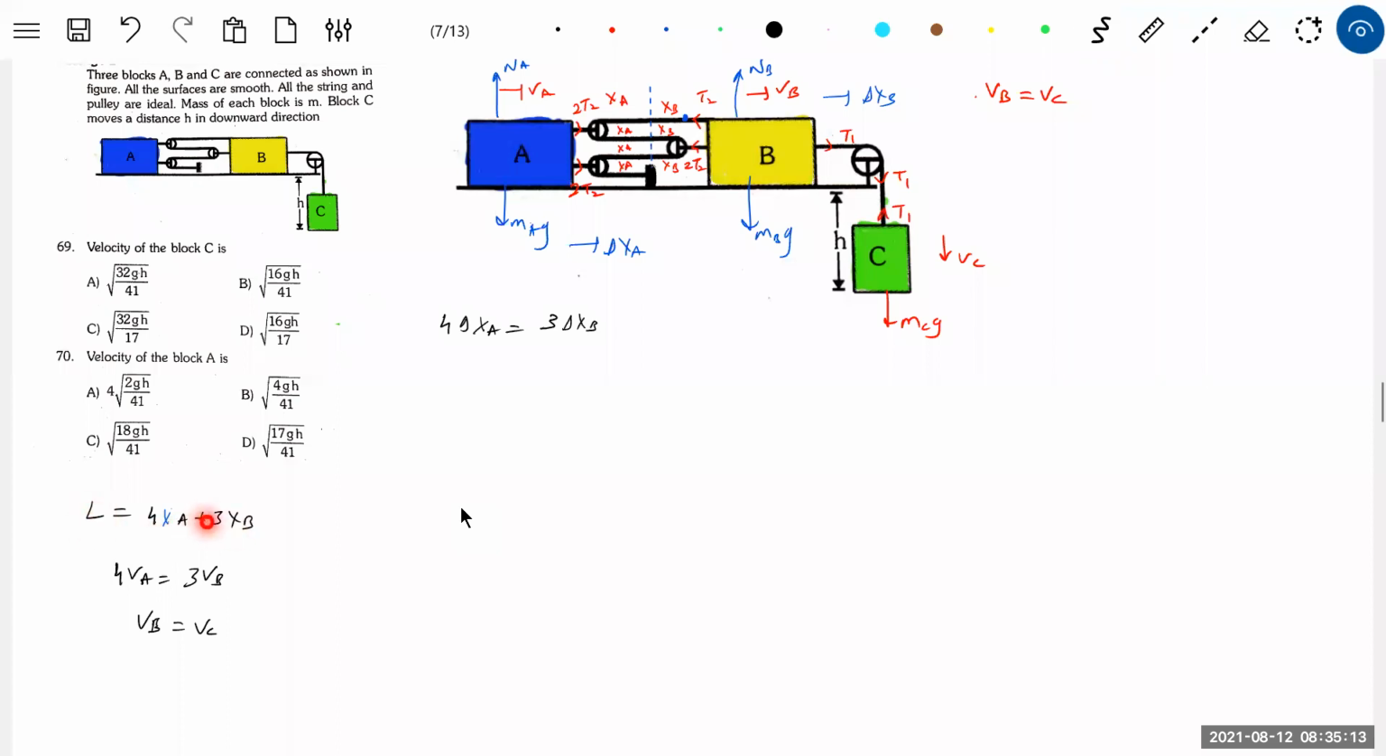Sir, what do you do with the negative sign? If this length decreases, this will increase. Already we have come across this in laws of motion.